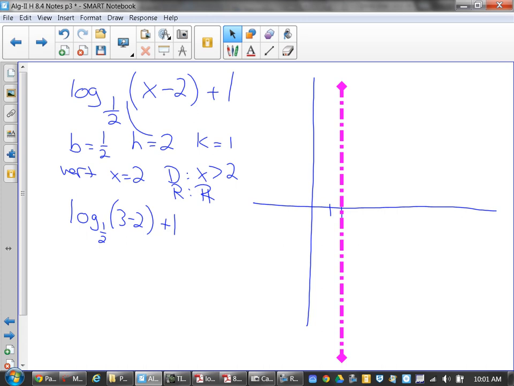What's 0 plus 1? 1. So it'd be 3 comma 1. Okay, that looks okay. Now, the other one I want to use, I want to use something that'll get me to 1/2. 2.5. Okay? So at 2.5, it's at 2.